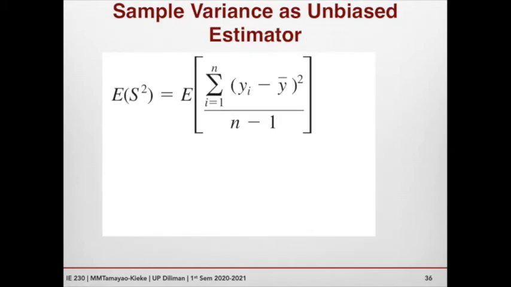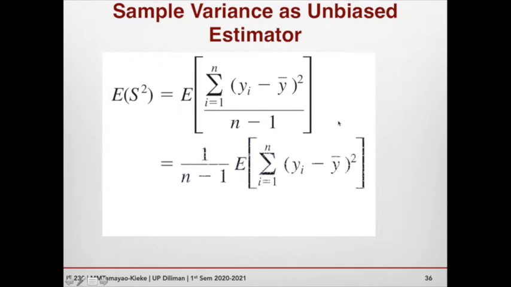Now we can do the same thing for the sample variance to prove that it is an unbiased estimator of sigma squared. So again, what we want to prove is that the long run average of the sample variance S squared would be equal to sigma squared, or that the expected value of S squared is equal to sigma squared. So again, we just substitute the formula for S squared here, which is this one, and we get the expected value of that. We bring out 1 over n minus 1. And then we get the expected value of this term.